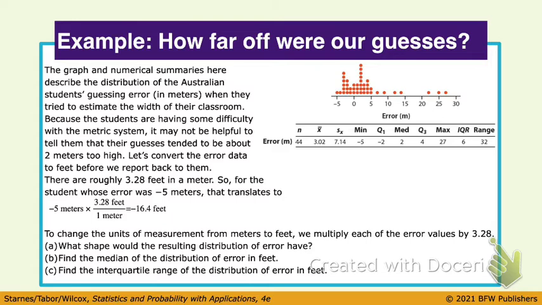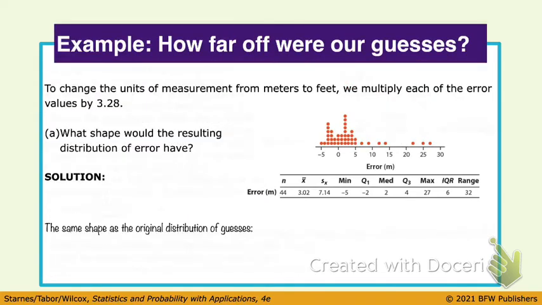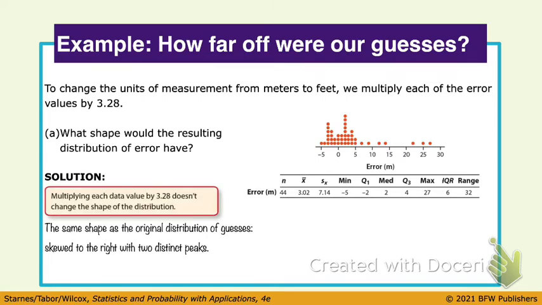So we're going to see what that does to the shape, the median, and the interquartile range. First of all, the shape. The shape of the distribution is always going to stay the same. Whatever the original shape is, it's still the same. So what shape would we have for this new distribution after we multiply? The same shape as the original distribution of guesses. We're still going to have a skew to the right with 2 distinct peaks, so bimodal. That's not going to change. There's nothing I can do to change the shape.